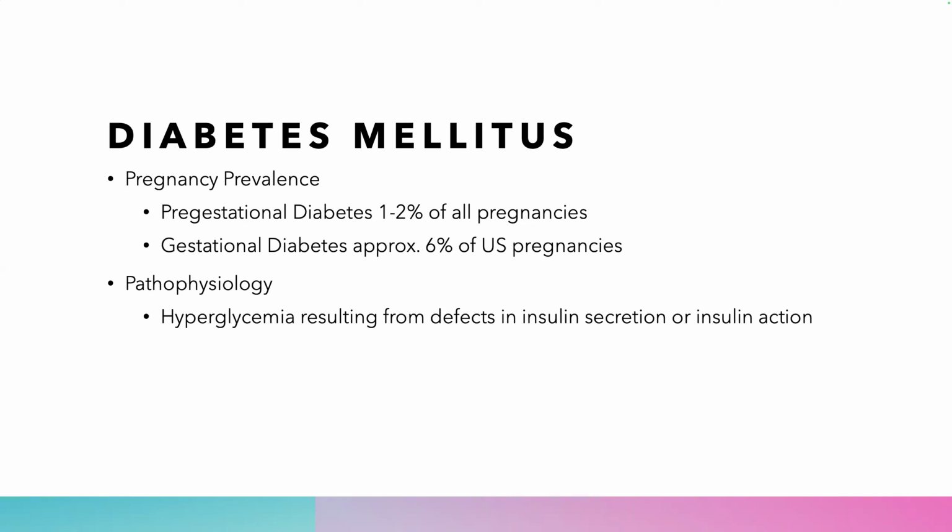So the prevalence of pre-gestational diabetes, accounting for both type 1 and type 2, is about 1 to 2% of all pregnancies. And gestational diabetes, diabetes that is first diagnosed in pregnancy, is about 6% of pregnancies. So much more often are you going to see gestational diabetes than pre-existing diabetes. And remember, the pathophysiology results from defects in insulin secretion or insulin action.